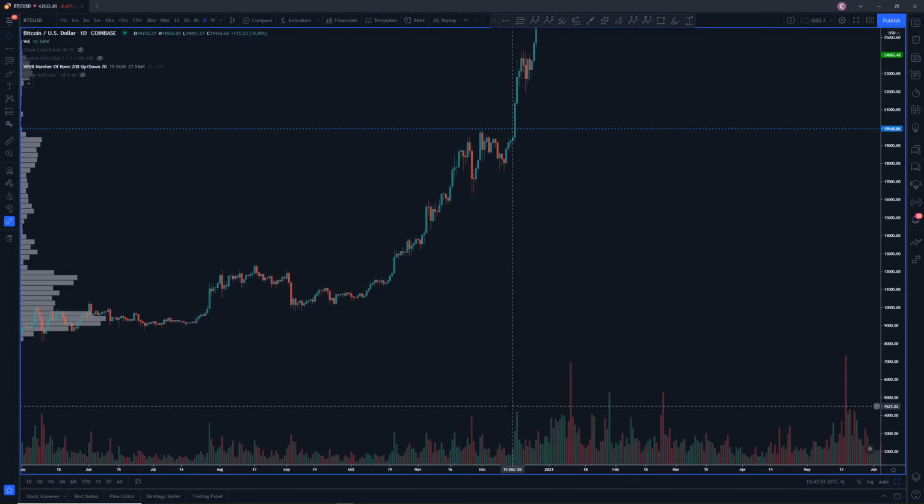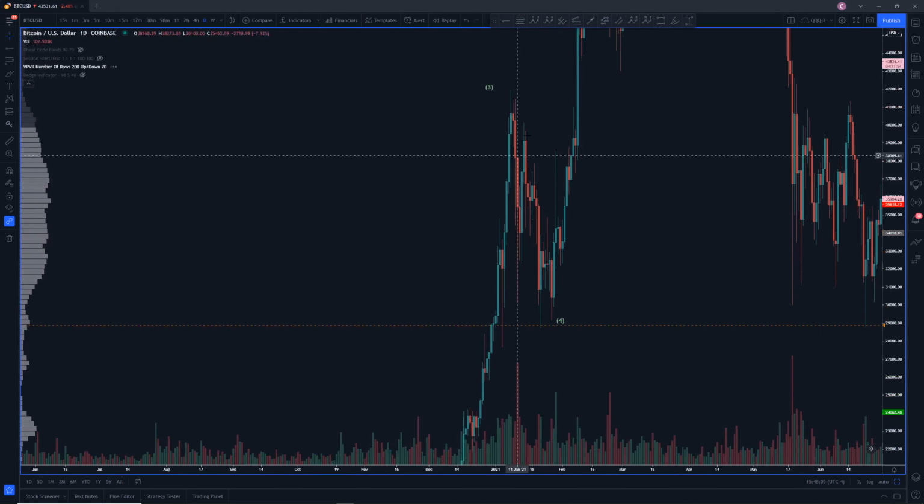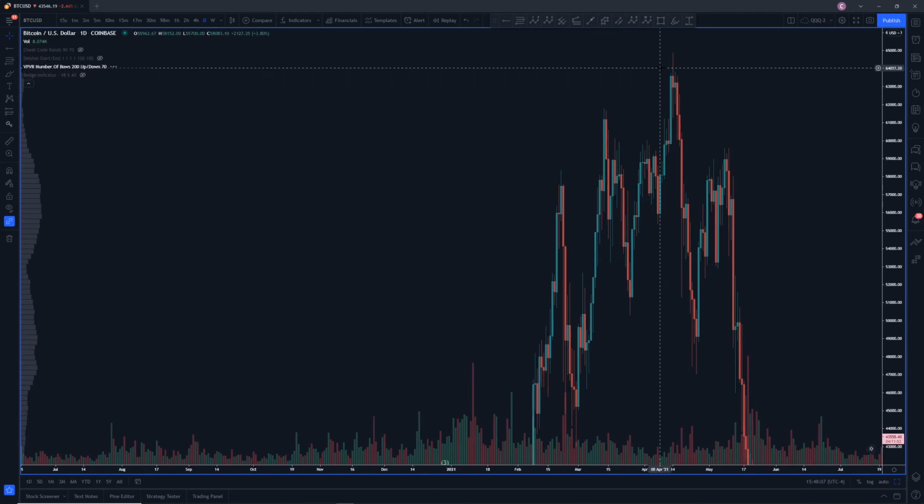Either way, you can see we definitely rejected this same area, and when we did finally push through it, we had super strong volume, as you can see down here. If I hover my mouse, it is these couple of candles right here. So a strong volume push through this resistance right here, and that started our major run upwards all the way to the highs that we saw recently, over $64,000.